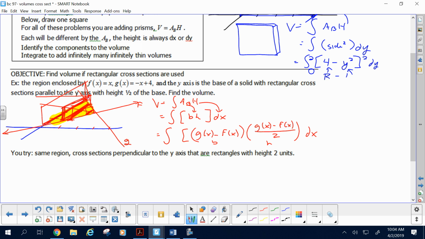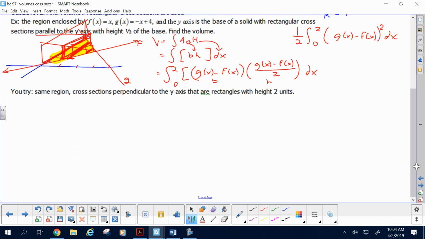Why not 0 to 4? That's y's region. Do you agree? The x region is from 0 to 2, and I agree. In the interest of time, we'll bypass throwing that into the calculator, but that's the idea. A more expedient way to put that in your calculator would be one half of g minus f, the whole quantity squared, and just bring the half out front. All right, you try one, please. Let's see if we're making any headway, if there's at least a subset of you that are getting it.